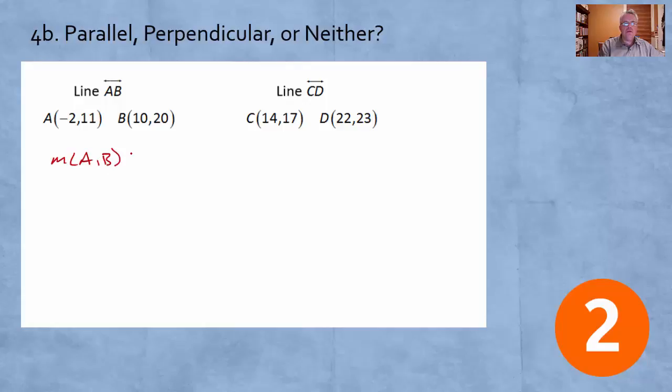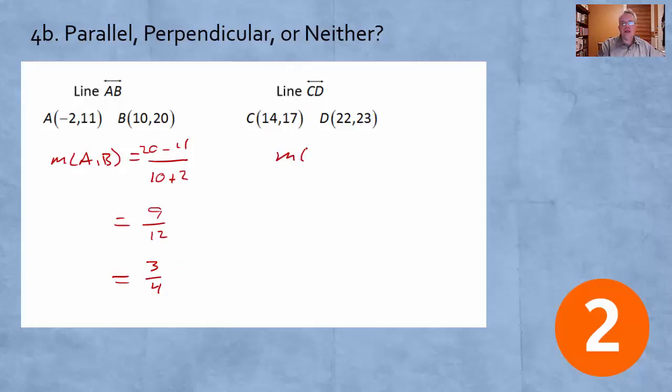So the slope between A and B would be 20 minus 11 divided by 10 minus a -2, which is the same as +2. So that'd be 9 over 12. And we have to get in the habit of reducing slope, especially if we're comparing them to see if they're equal or opposite reciprocals. So that's 3/4.